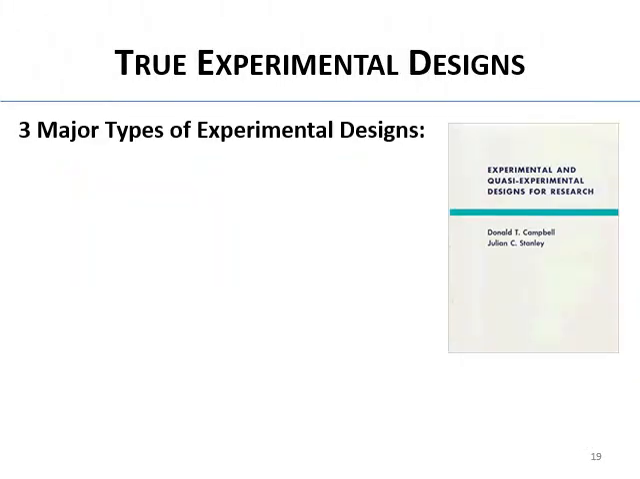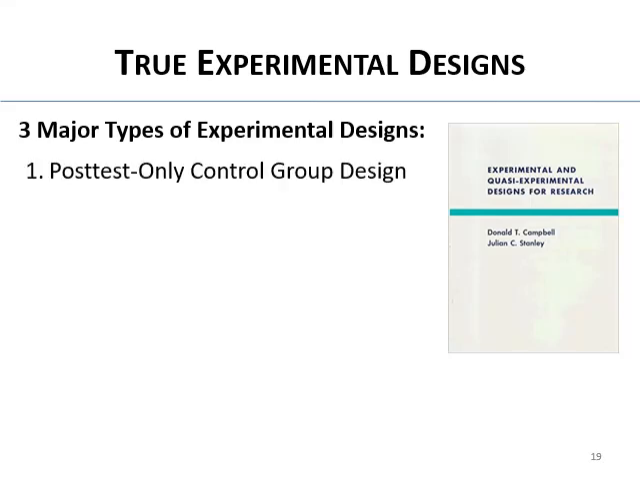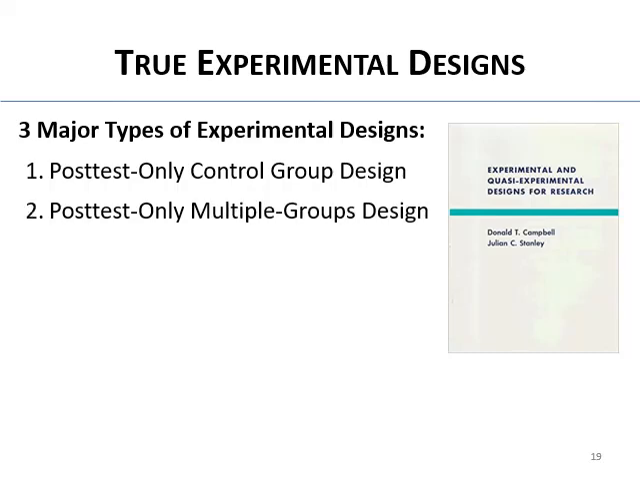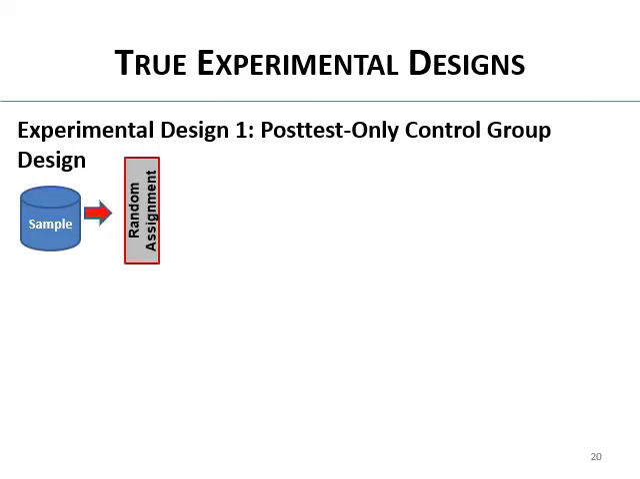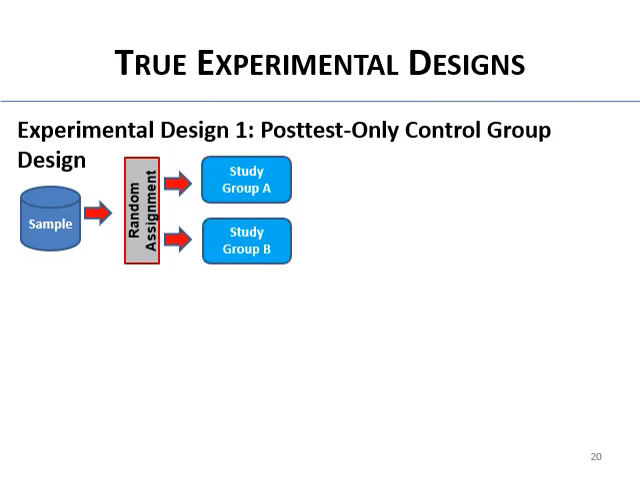So there are only three major types of experimental designs. There's the post-test-only control group design, the post-test-only multiple groups design, and the pretest-posttest control group design. Let's talk about the first one. So the post-test-only control group design. What's this look like? It's experimental. Start with the sample, and you randomly assign, there's not going to be a slash going through it this time, to two conditions, group A, group B.